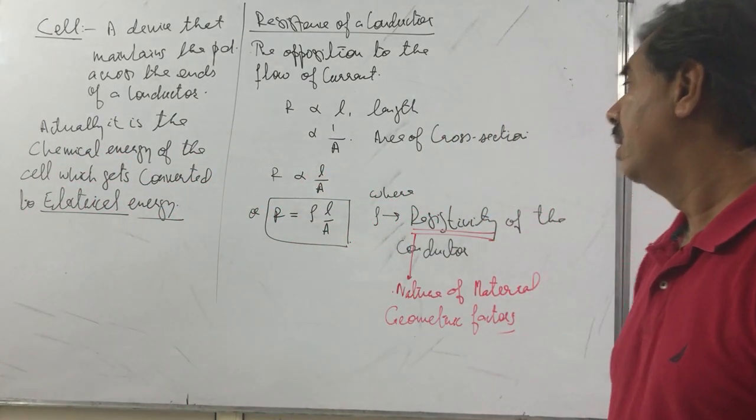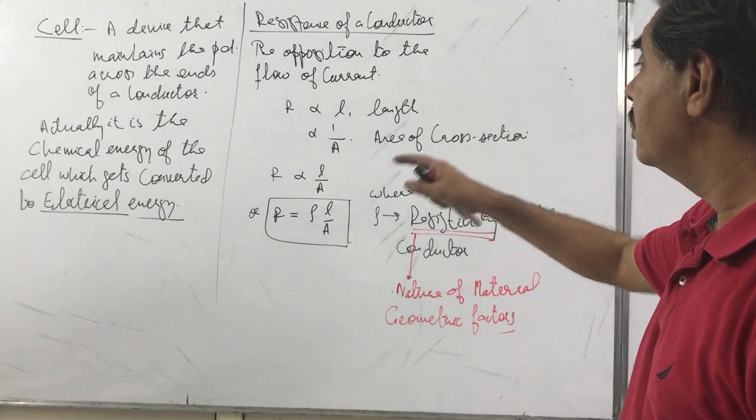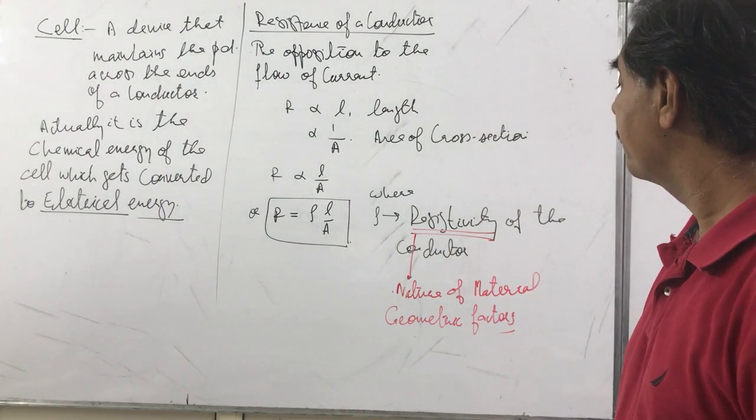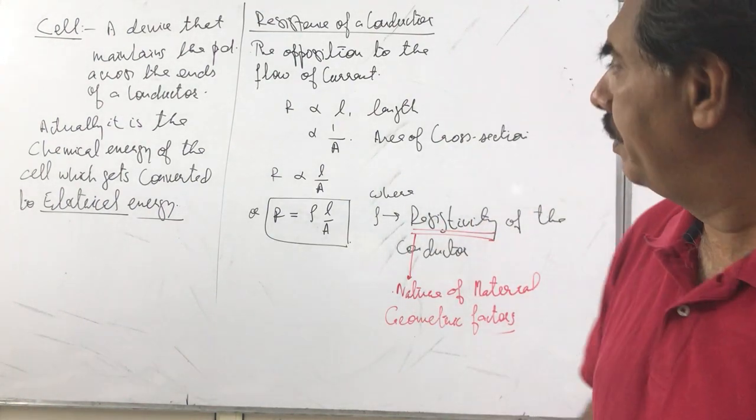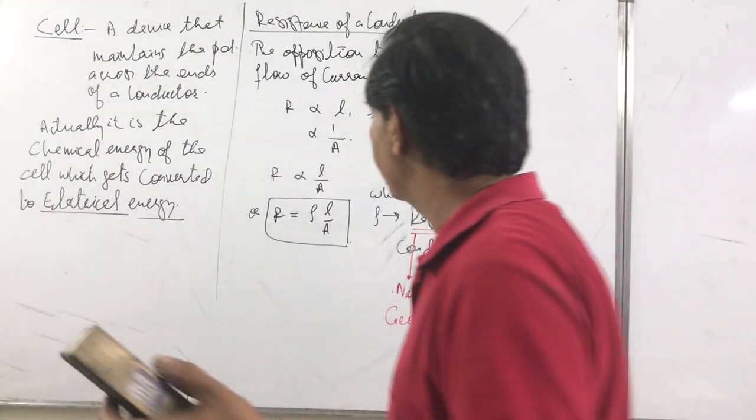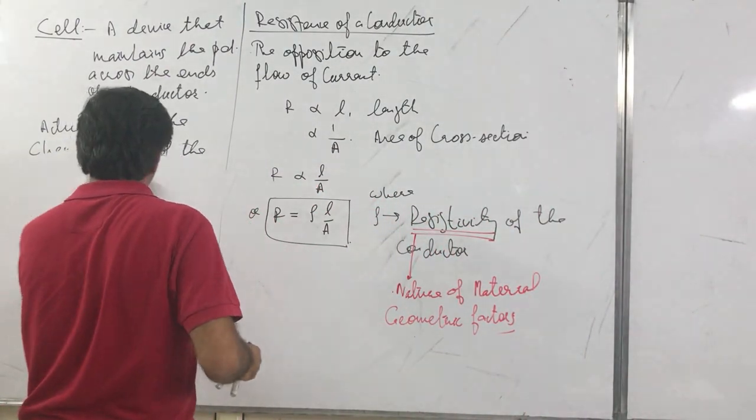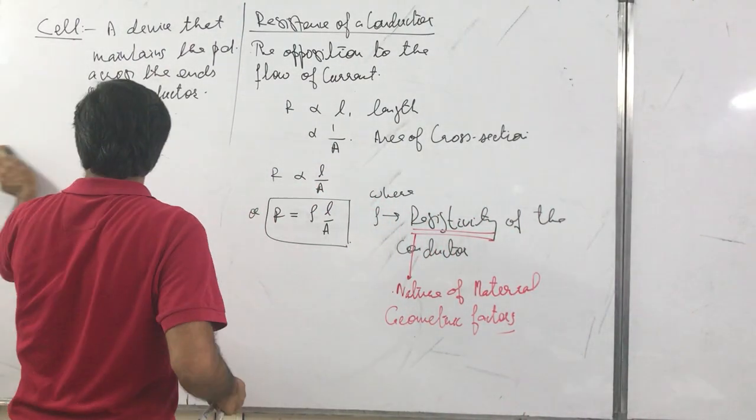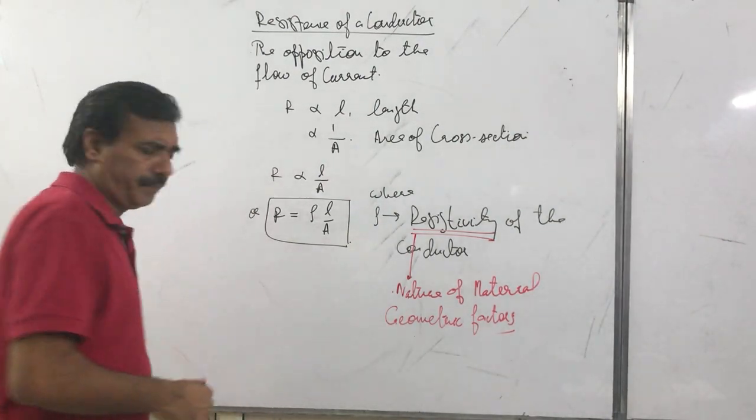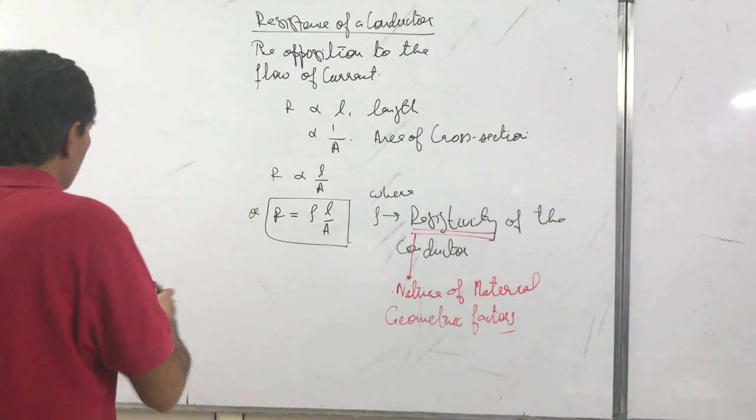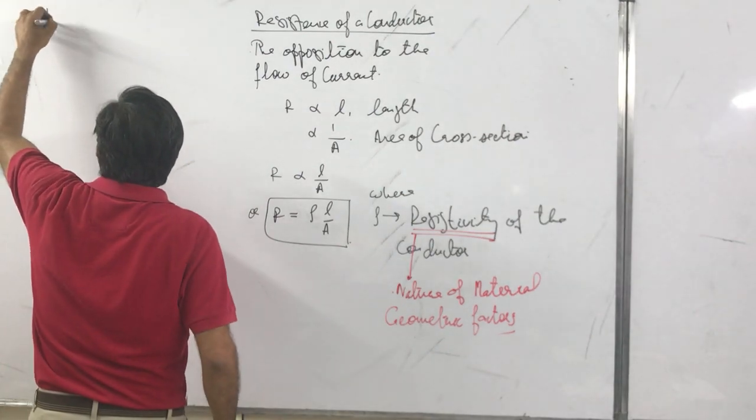Now, the units of the resistance of the conductor, we will come to them from Ohm's law. And then we will take up resistivity again. Ohm's law.